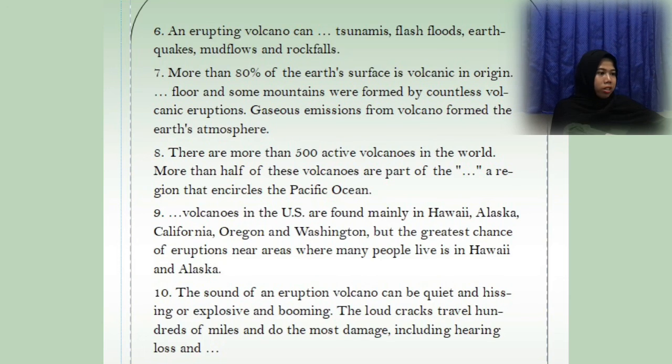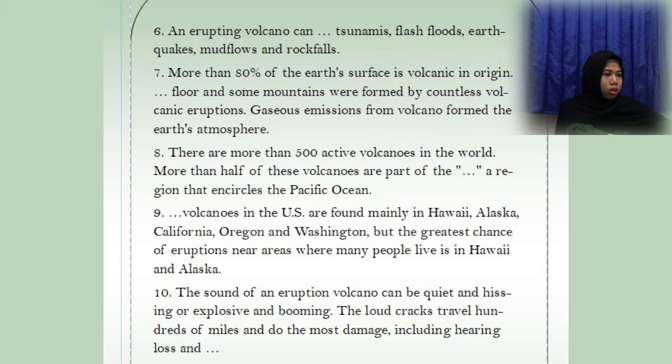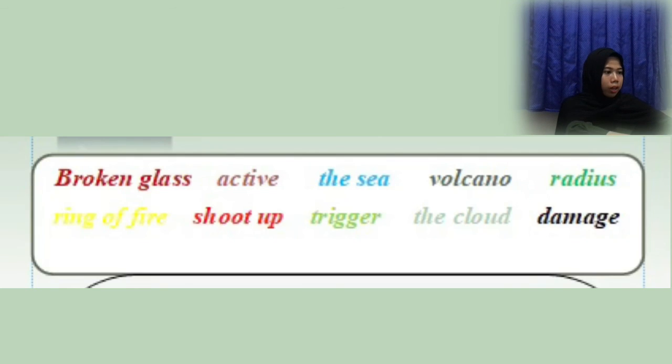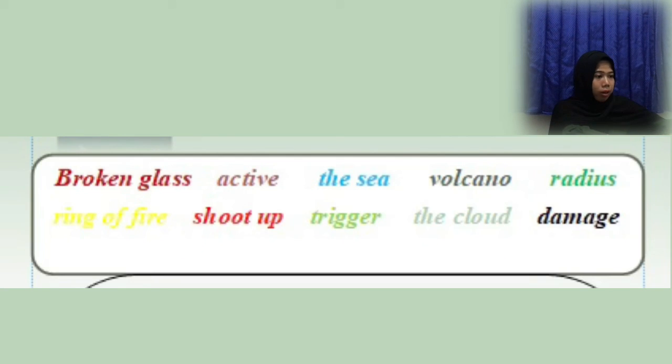So for the answers, I have read them out. You can choose the right one. The answers are: broken glass, active, the sea, volcano, radius, ring of fire, shut up, trigger, the cloth, and damage.